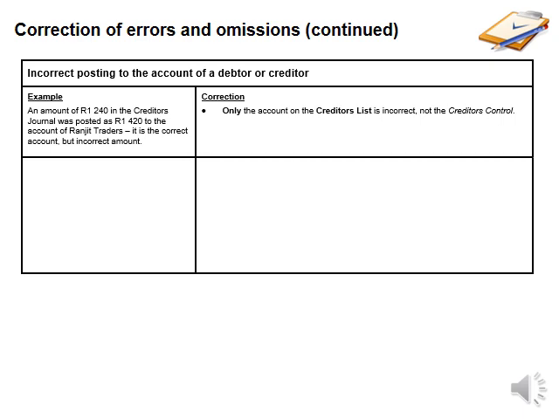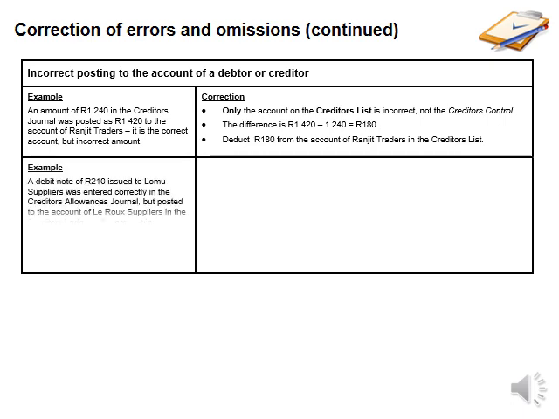So a very important principle that you need to learn now is that when an amount is overcast, we do the opposite of the original entry. And when it is undercast, we do the same as the original entry. Now, since this amount is overcast, we will do the opposite. What is the original entry? Credit purchases, it increases. So the difference between the two amounts is 180 and needs to be deducted. Since the original entry is added and it's overcast, we now need to subtract 180 from the account of Ranchit Traders in the creditors list.